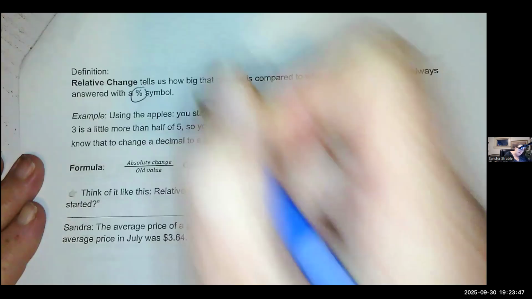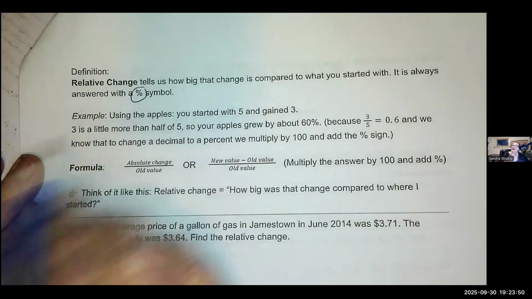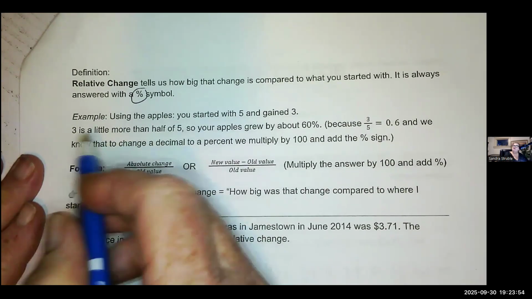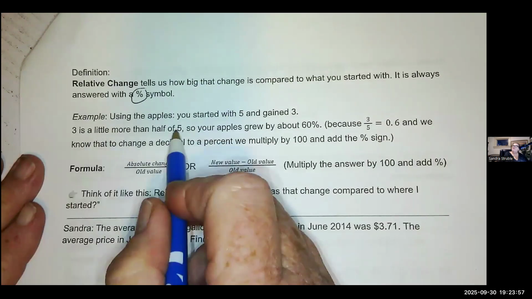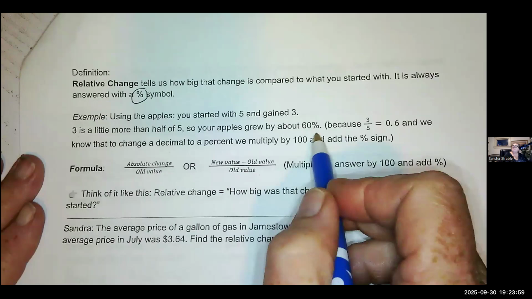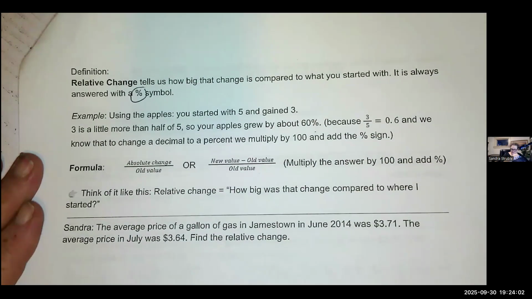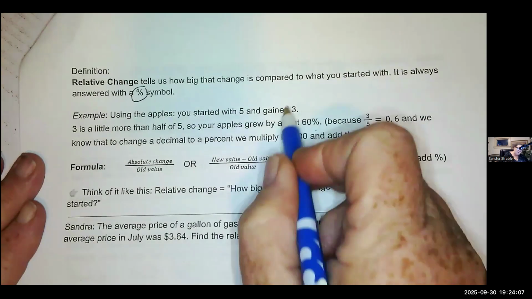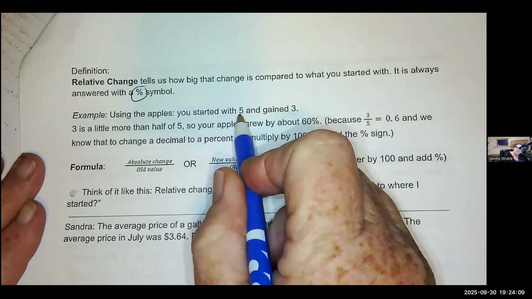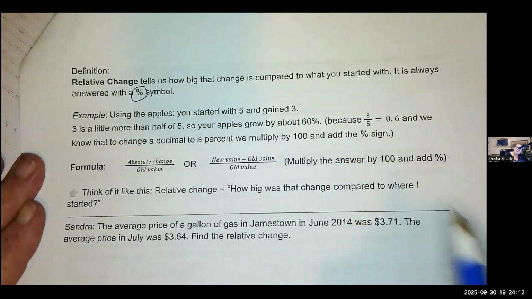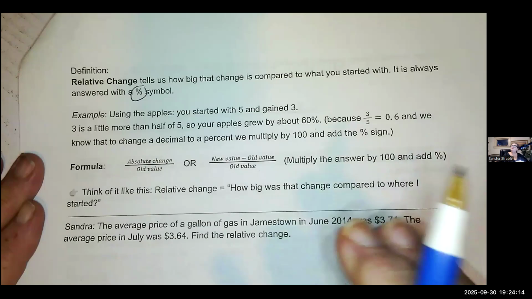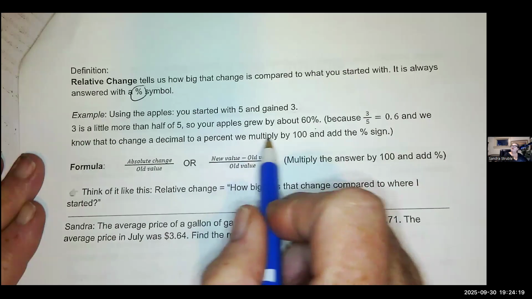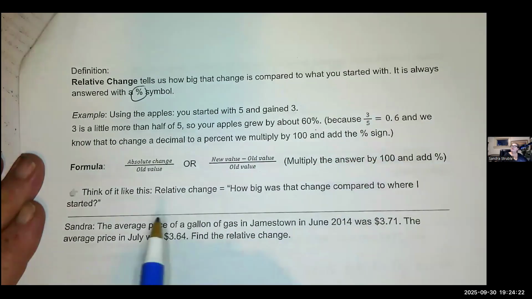Always, always, always. Here's an example, using the apples, where we had 5 one day and the next day we had 8, so we gained 3. 3 is a little more than a half of 5, so your apples grew by about 60%, and this is how we find that out. To find out what percentage or relative change it is, you take 3, what the absolute change was, divide it by the original value of 5, and that's equal to 0.6. We don't want a decimal version, we want a percent. So we need to change the decimal to a percent by multiplying by 100 and adding the percent sign.